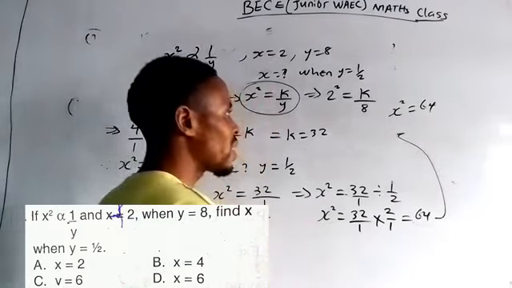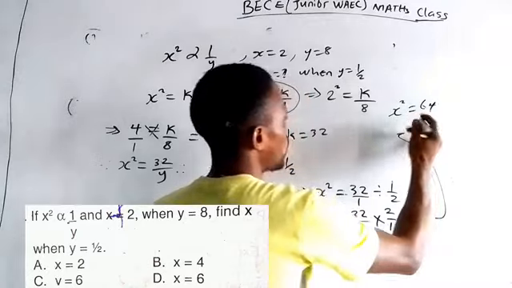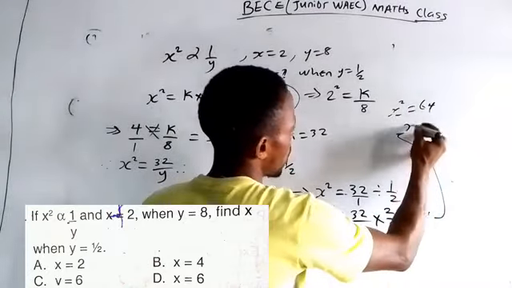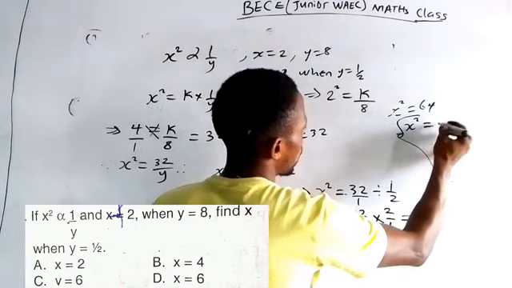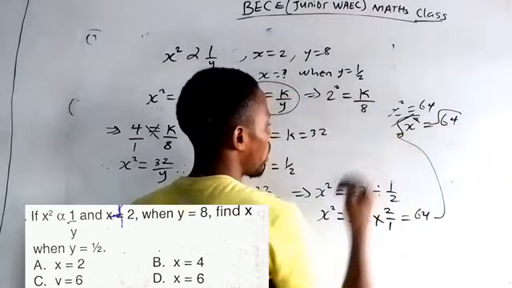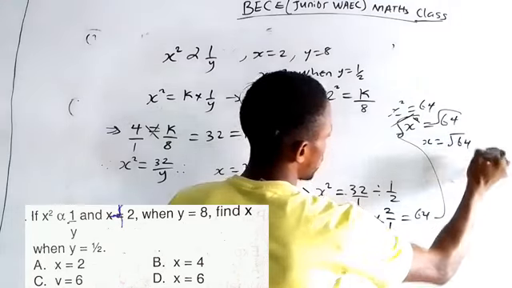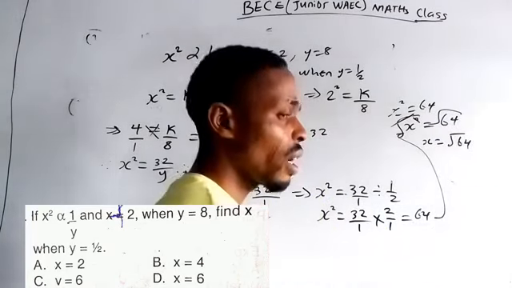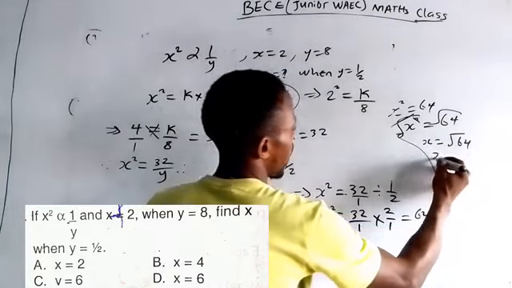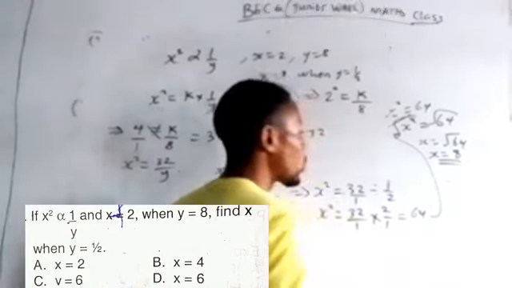We want to get the value of s, not s squared. So to get the value of s, you take the square root of both sides, to cancel the square here. The square root of 64: the square cancels the square root, so we remain with s equal to root 64. Root 64 is equal to 8, because 8 times 8 is 64. So our s is equal to 8. The answer is 8.